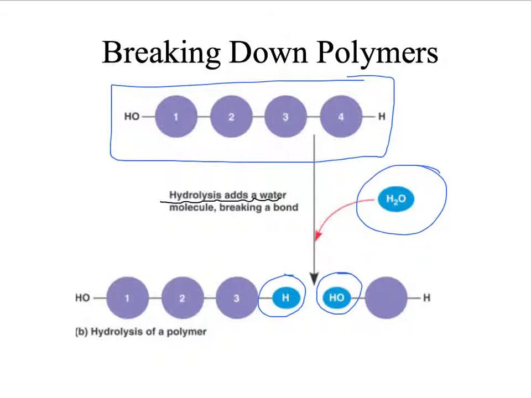So what do we have left over? A monomer here and a shorter chain of monomers, or a shorter polymer, on the left. Again, this process is called hydrolysis because we're adding water in order to break down the polymer. So when you digest your foods, in order to break them down, you have to use water. You have to add water for that chemical reaction to happen.